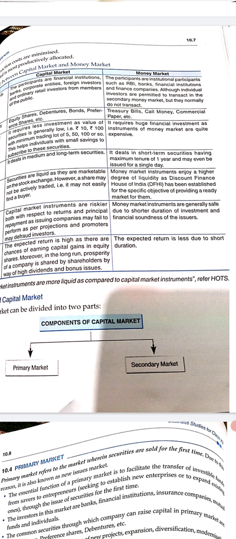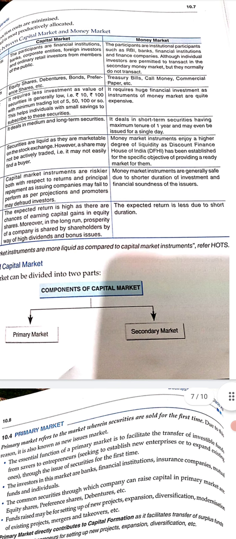Investment quality of capital market: capital market requires less investment from the investor's point of view. 10 रुपए से लेके even small savings can be subscribed, but in money market normally a huge amount is required for investment. Duration of capital market is medium and long. Money market duration is up to 1 year.